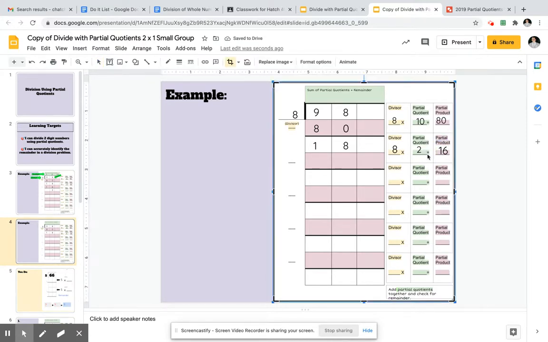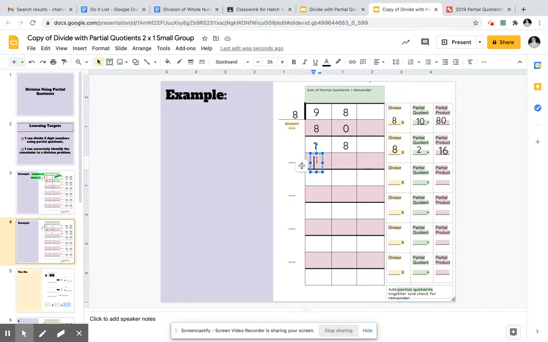So now I can plug in 16. We see pink over here with partial product, pink over here. We're going to plug it into the pink section. And we're going to subtract. 18 minus 16 is going to give us 2. Can 8 fit into 2? No, it cannot. 2 is smaller than 8, so that means this is our remainder. 2 is our remainder. Okay, well now we are ready to plug in our quotient, but we need to figure out how we do that.